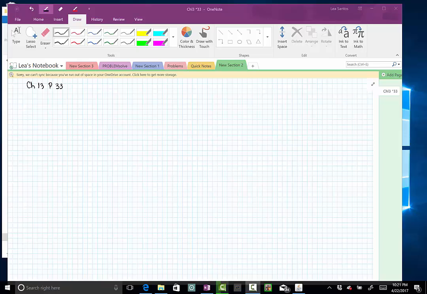So this is problem 33 of chapter 13 of Giancoli 6th edition. So we have a tank in the standard temperature and pressure, so STP. And so that means they are giving us the temperature and they are giving us the pressure. So let's put here the temperature, the standard for these standard conditions.